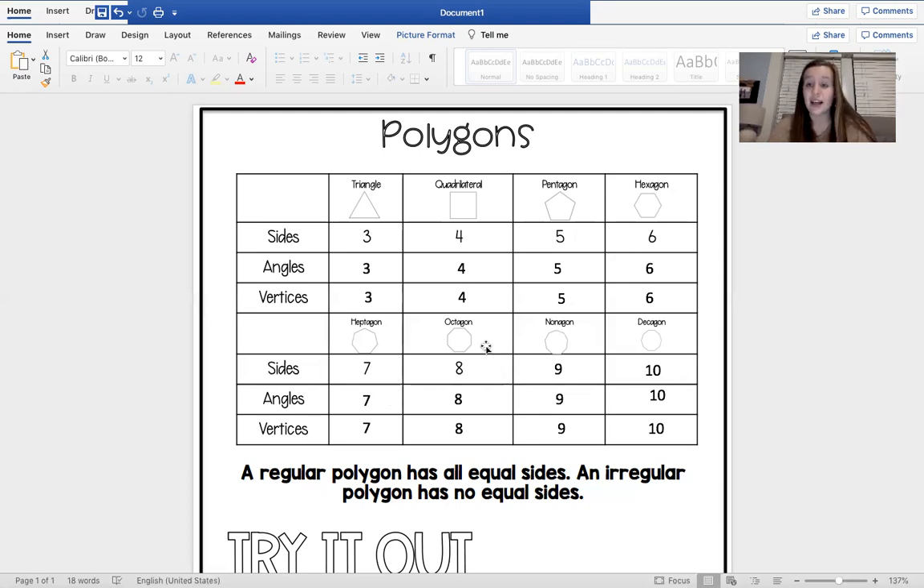An octagon, y'all might know what a stop sign looks like. It's actually an octagon, has eight sides, eight angles, and eight vertices. A nonagon has nine sides, nine angles, and nine vertices. I think you kind of get the pattern by now, right? And lastly, a decagon has 10 sides, 10 angles, and 10 vertices.